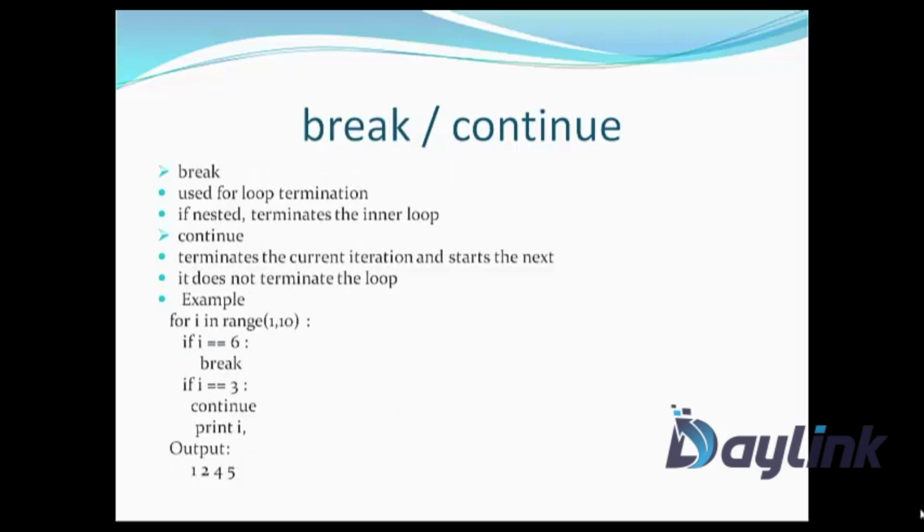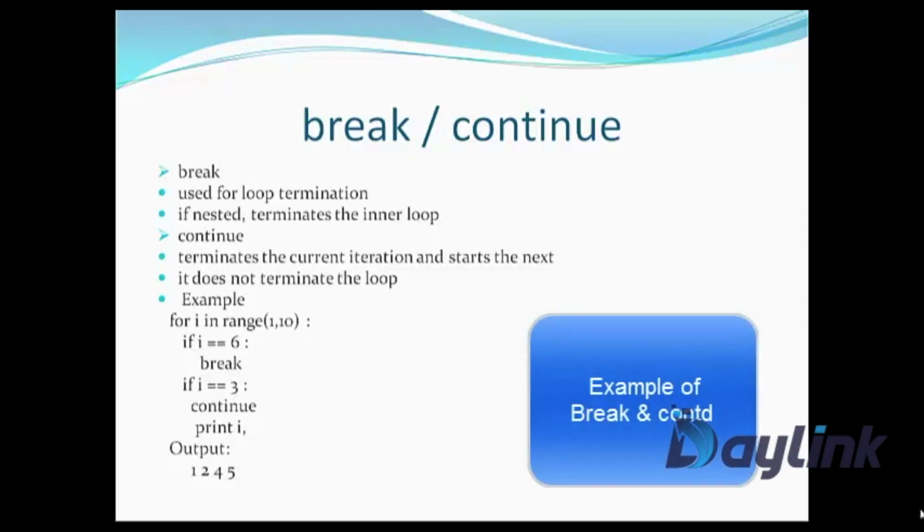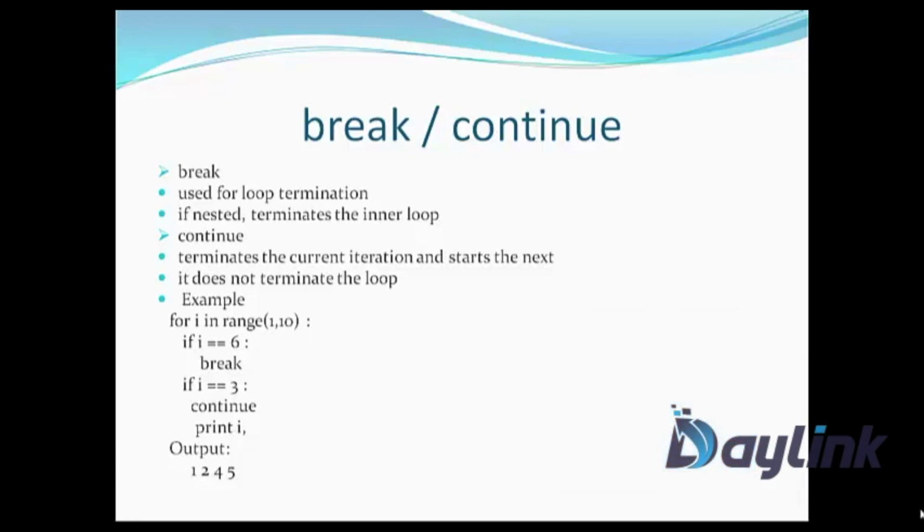Now we see break and continue. First we see break. Use for loop termination. If nested, it terminates the inner loop. And then continue: it terminates the current iteration and starts the next. It does not terminate the loop. For example, for i in range 1 and 10, if i is equal to 6, then break. If i is equal to 3, then continue, and print i. So our output is 1, 2, 4, 5.